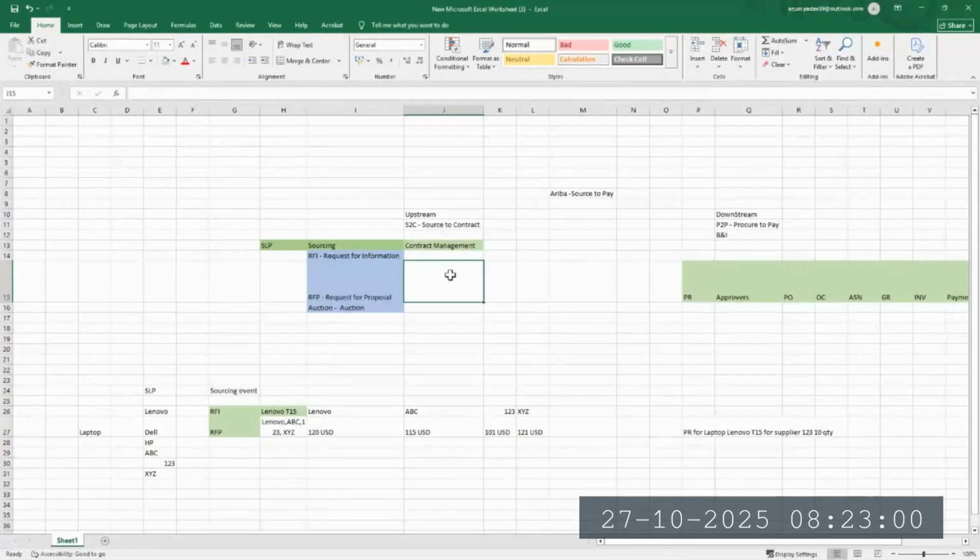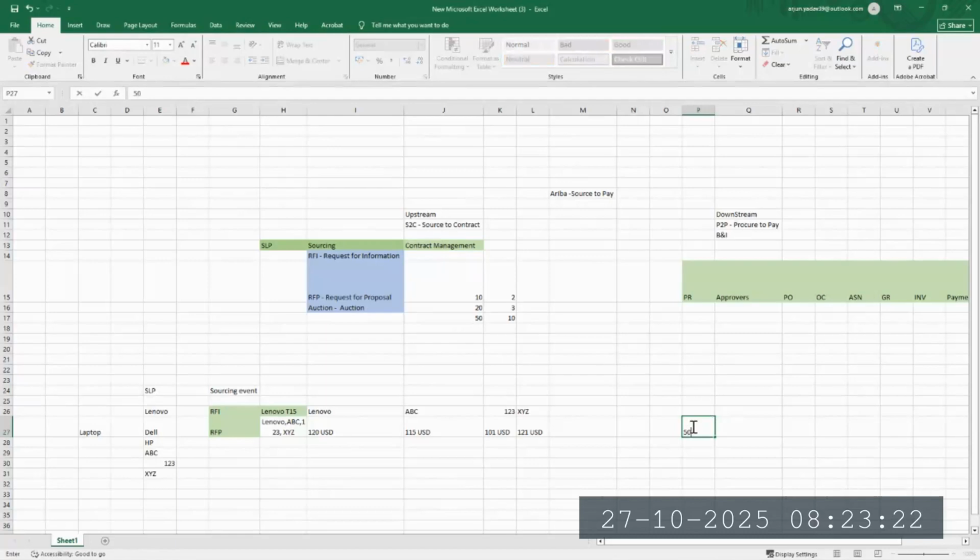And here you can tell, if I am buying 10 laptops, then give me a 2% discount. If I'm buying 20 laptops, give me a 3% discount. If I'm buying 50 laptops, give me a 10% discount. So if we have a contract with the supplier, and you are raising a purchase order for 50, then automatically the 10% discount will be applied on the unit price of the MRP. It means a 10% discount will be applied on this 101 USD.